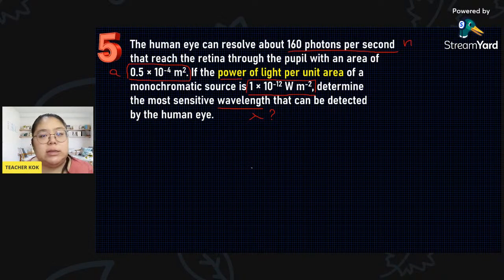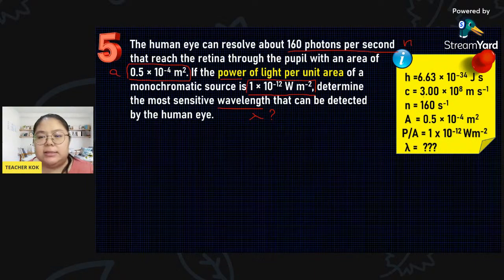Okay, so this is the question, the info they provided. So we go to show what's the info. H and C are the same. So now N is 160. After that, the question provided what's the A? Yes, there is an area. A is the area, not ampere. A is the area, 0.5 times 10 power -4. Then one more, power per area is also provided, 1 times 10 power -12. Okay, got the extra info already.